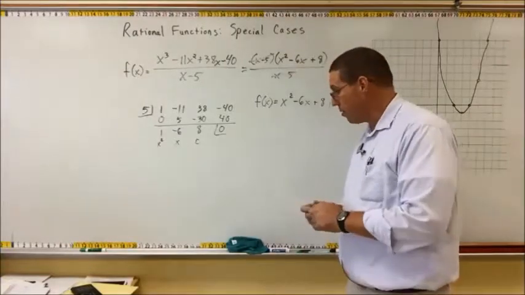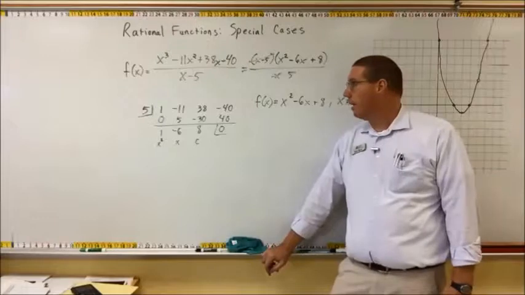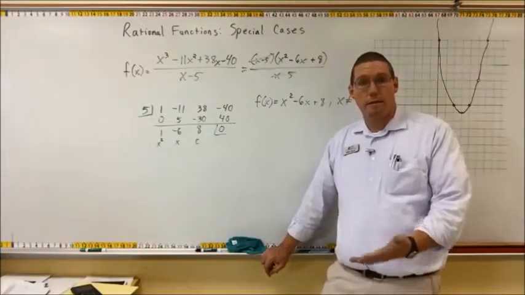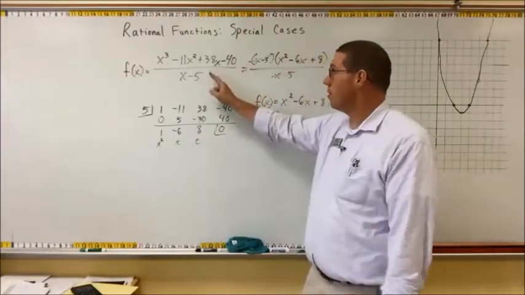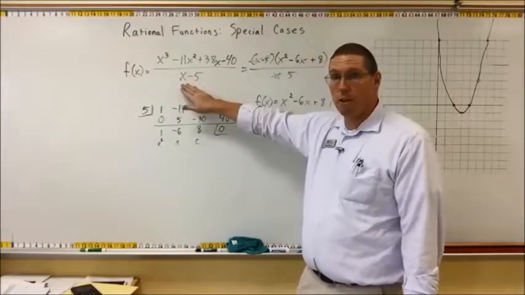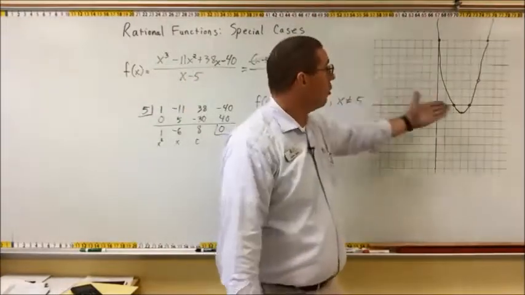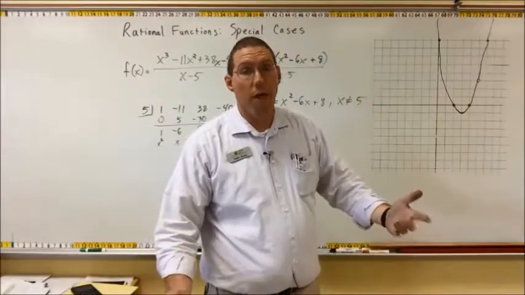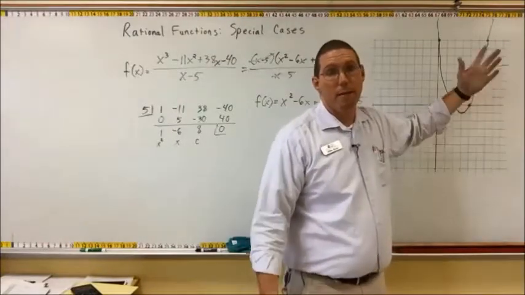Okay? And so this is the last special case we're going to look at today. And what it is that I'm trying to show you is that sometimes rational functions, if you cancel the denominator as a whole, you can actually wind up having a function that looks like a function that is not a rational function, but it will always have a hole in it somewhere. Okay? That's all I have for you.